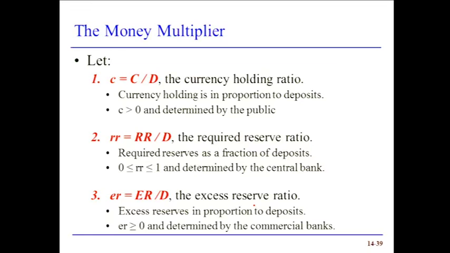Holding ratio would be 1. If I've got 100 in my checking account and I only want $50, the currency holding ratio would be a half. But I could have 100 in my deposit account and want to walk around with 200 in cash, in which case the currency holding ratio would be 2. Right? So that's all we're talking about.